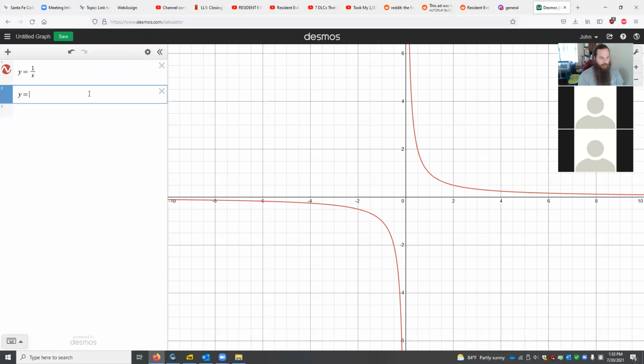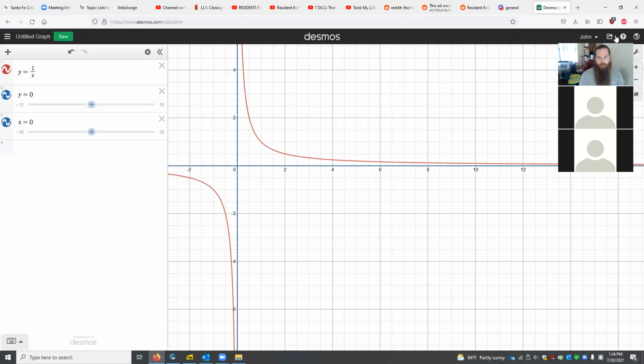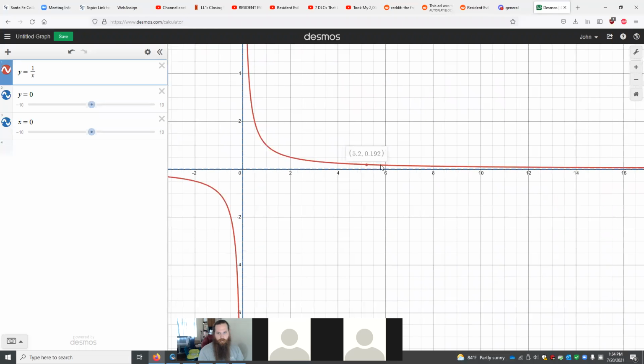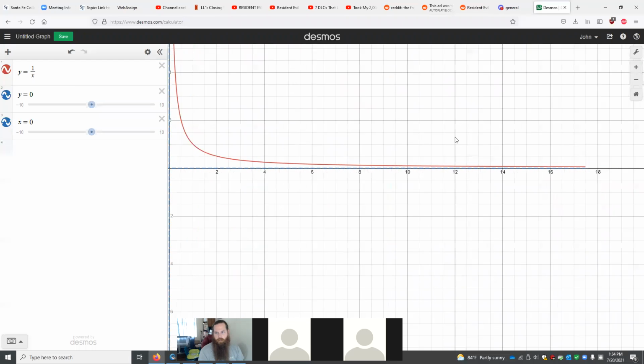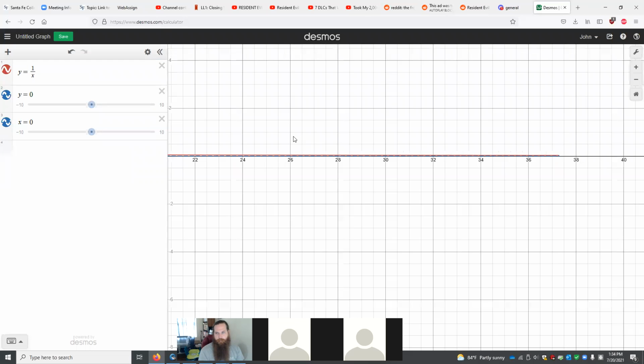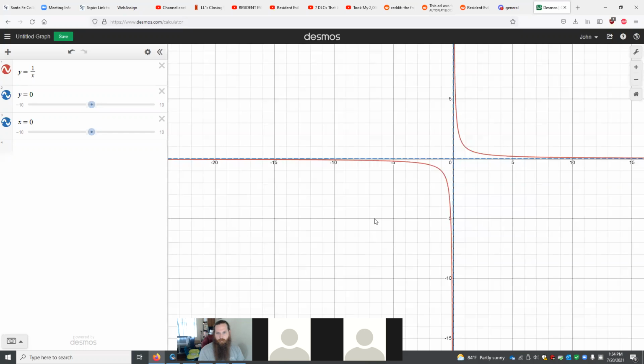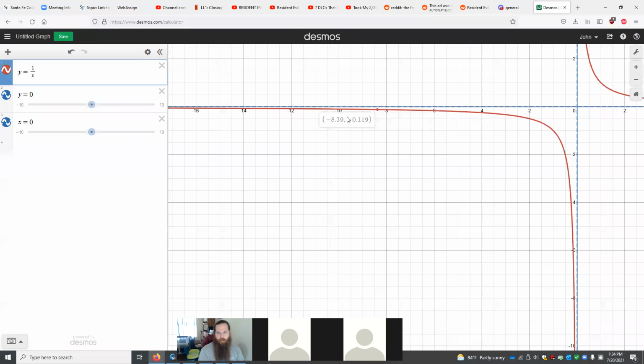I'll add in the lines y equals 0 and x equals 0. All right. So you see the blue dotted lines are the asymptotes. And the red is the graph of my function. As my x values run off to the right along this graph, the y values are getting closer and closer to 0. And as my x values run off to the left, same thing, my y values get closer and closer to 0.